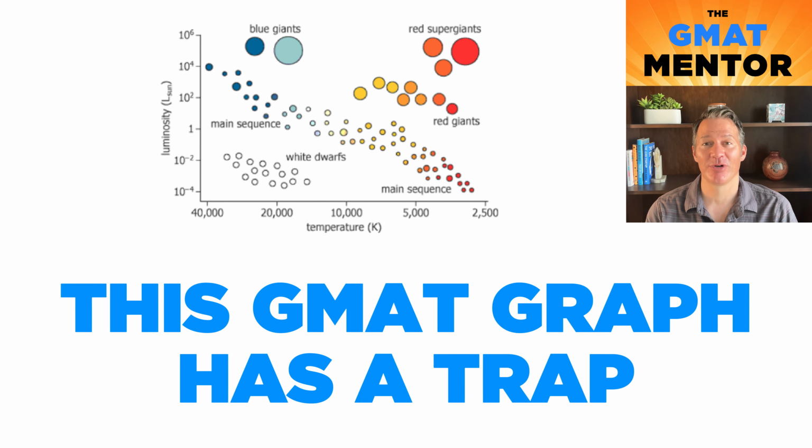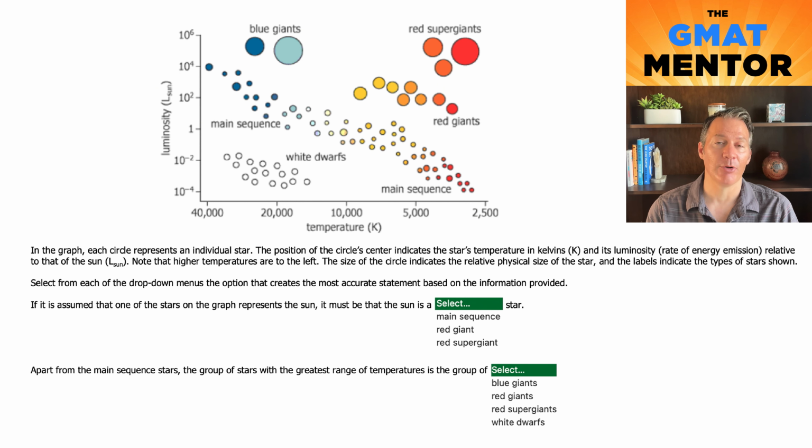On GMAT Data Insights, one of the easiest ways to lose points is to assume that a graph works the way graphs usually work. But sometimes the graph is scaled or organized in an unusual way. And if you don't notice that before you answer, you could fall right into the trap. So here's a good example. Pause the video if you want to give it a try.